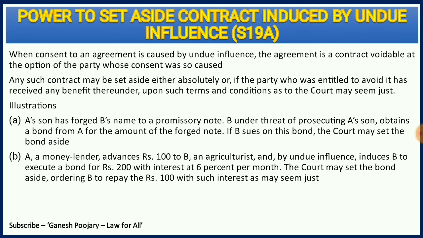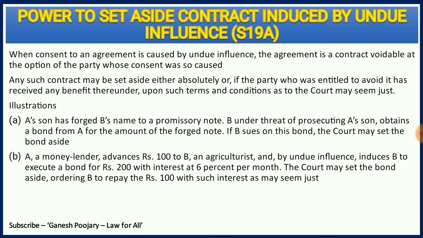Section 19A of the Act discusses the power to set aside a contract induced by undue influence. Now, when consent to an agreement is caused by undue influence, the agreement is a contract voidable. Remember, it is a contract voidable at the option of what? At the option of the party whose consent was so caused.